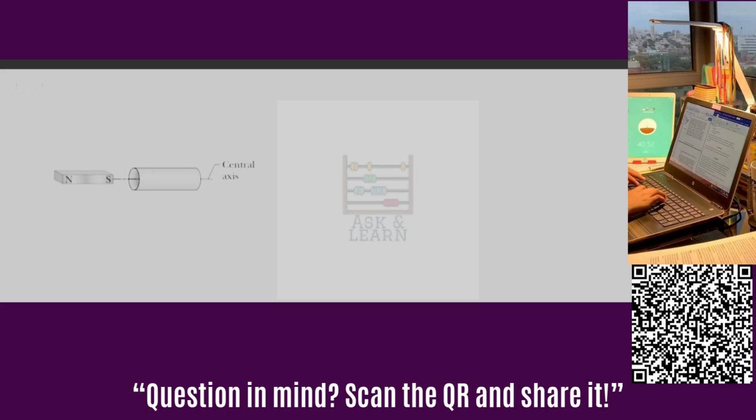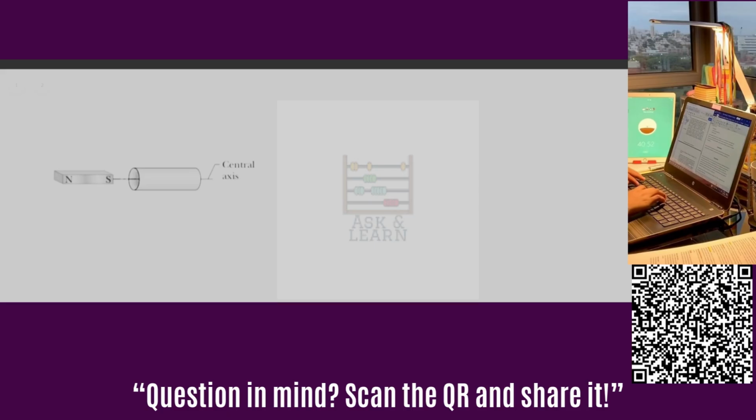Hello, let's look at another problem involving magnetic flux and Gauss's law for magnetic fields. Suppose you have a magnet arranged as shown in the picture next to a paper cylinder. Let's make a quick sketch of what the magnetic field lines would look like.